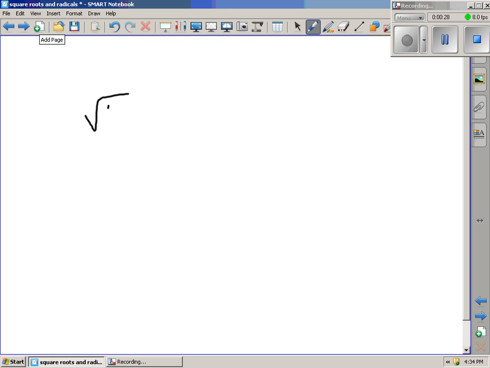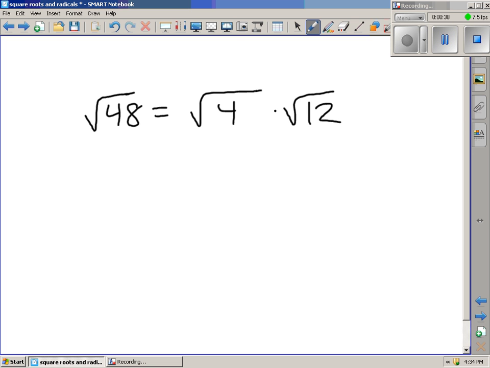The square root of 48, in the book, it shows is equal to the square root of 4 times the square root of 12. You can even do this in more steps. You can say, all right, I know that 48 breaks down into 4 times 12. And then you can go from there to over here and say, the square root of 4 times the square root of 12 is the same as the square root of 48.